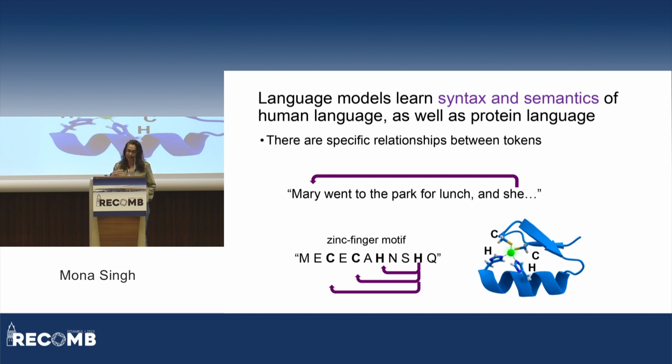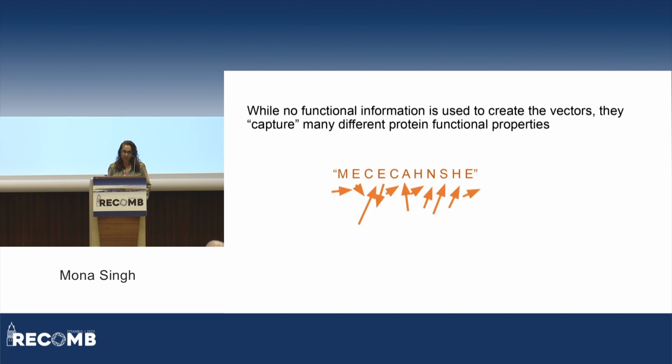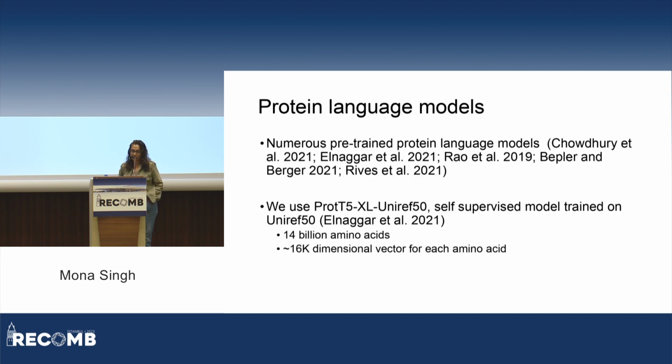So in a sentence, "Mary went to the park for lunch, and she...", the important part to understand what "she" means is to know that Mary is very important for that. In the case of protein sequences, and the words here again are amino acids, if we want to know what that last H or histidine is doing, the important amino acids are the other H and the two Cs, because this is a Cys2-His2 zinc finger domain, and the cysteines and histidines coordinate zinc. So very importantly, while no functional information is used to create the vectors, they capture many different protein functional properties in practice.